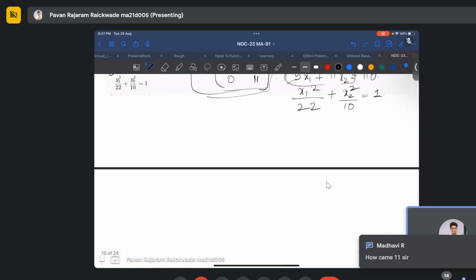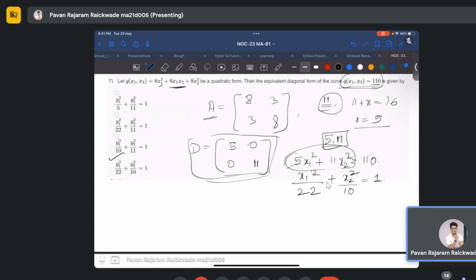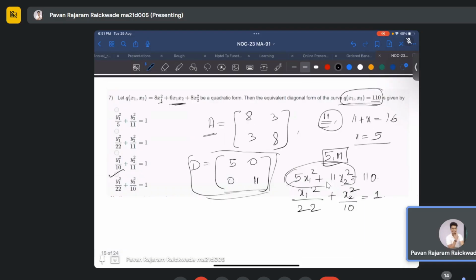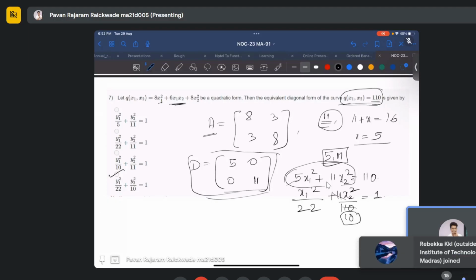How come 11? I mean, this is 11 upon 110, right? This is 10, right? Last option. Yeah, last option. Is there any mistake I did? No, sir. I think he was asking how we can find this eigenvalue 11, sir, by row sum.